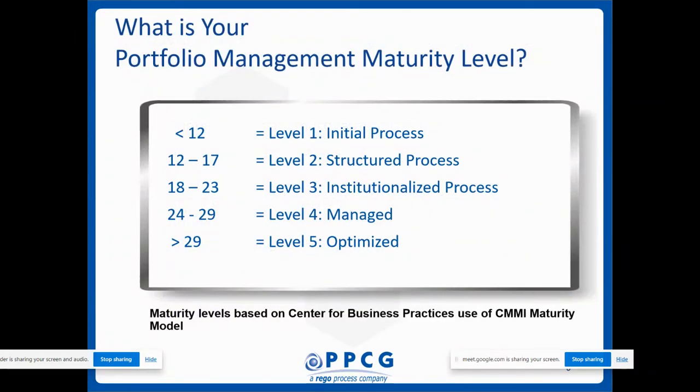So I think you have learned about this in your software engineering, right? Maturity management model. What are the levels that they have kept? It would be a beginning process, or a structured process, or an institutionalized process, managed or optimized. Which level of the CMMI maturity model would my portfolio management be at?